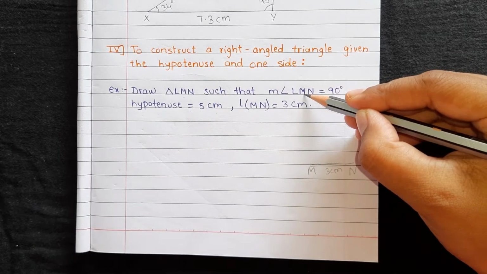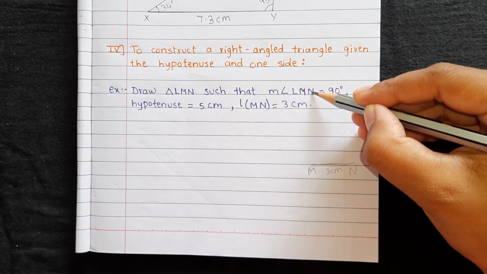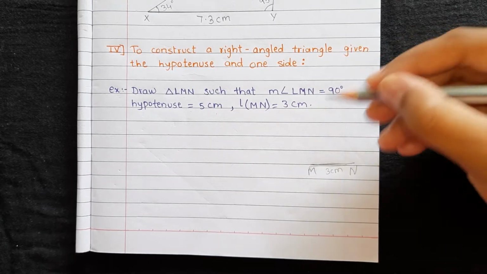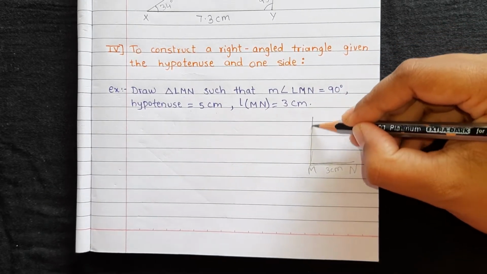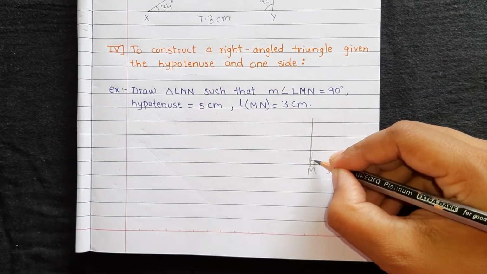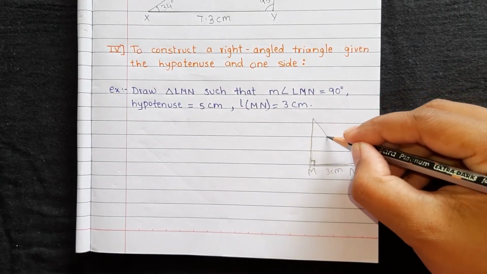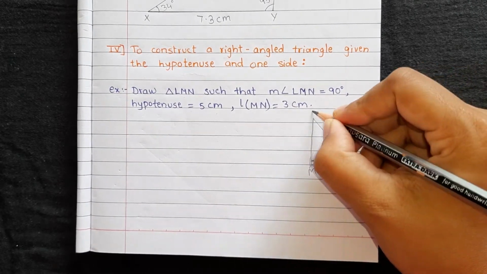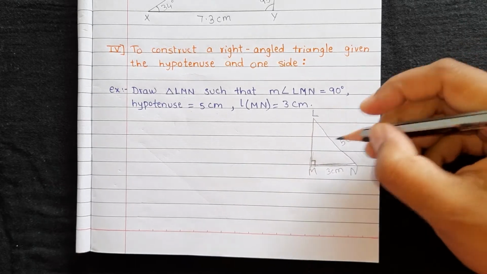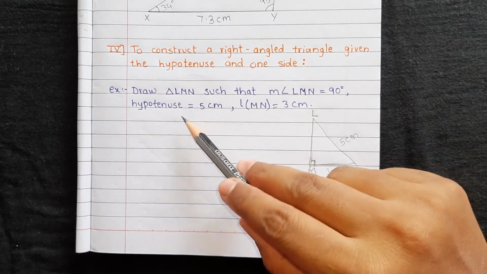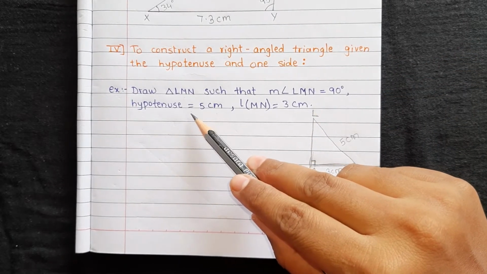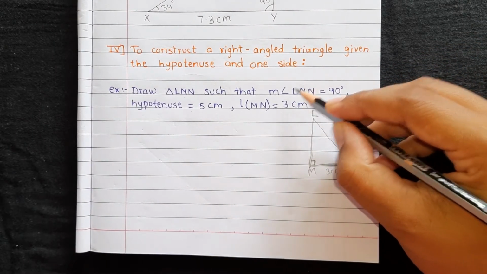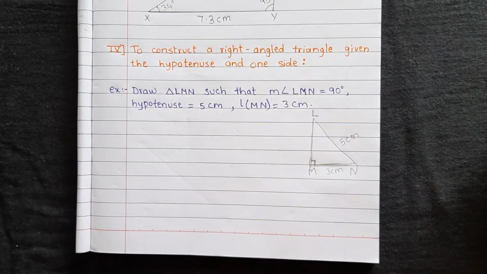See here, LMN. So I told you before also that the letter which is in the middle, that is the vertex of that angle. So from M we have to draw an angle of 90 degree, and hypotenuse will be 5 centimeter. So this point will be L, and name of hypotenuse here it is not given, but we can use our common sense that M angle is 90 degree, so LN will be hypotenuse.